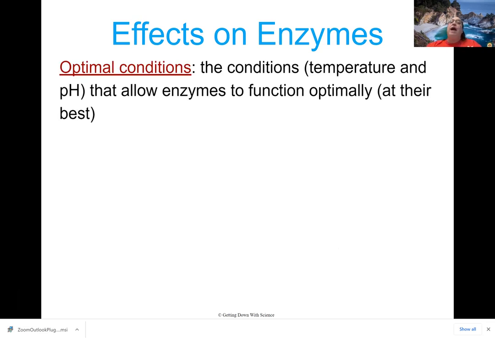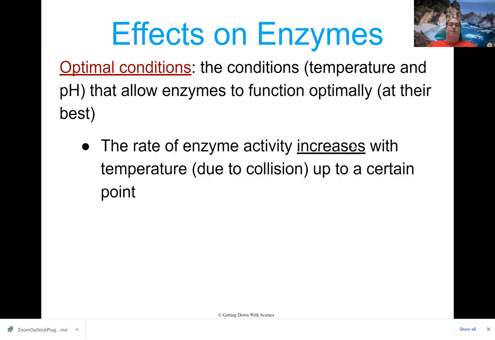So we have what we call optimal conditions for our different enzymes. This is the best temperature, the best pH that allows the enzyme to function optimally, at their best. We're always going to have the highest rate of reaction in these optimal conditions. Will it still work outside of the optimal conditions? Yes, to a certain point, and then you're going to reach a point where it just simply will not work at all. But you will see a decline outside of the optimal conditions.